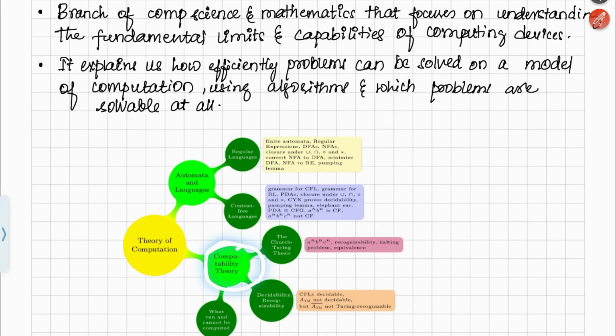Next we have the computational theory, which I mentioned. In this, we check whether the problems are decidable or undecidable. Along with that, we also have the complexity theory, that is to check if the problem is NP, NP complete or NP hard. We'll be understanding all this in the upcoming videos.